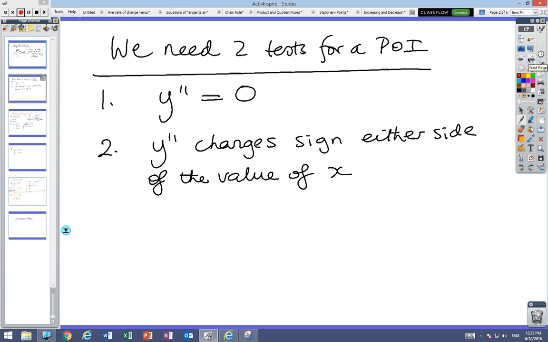Okay, so there are two tests for a point of inflection. The first test is the easy one. The second derivative equals 0, and the second test, which is important, is the second derivative changes sign on either side of the x value that we find. Okay, copy that and come across.